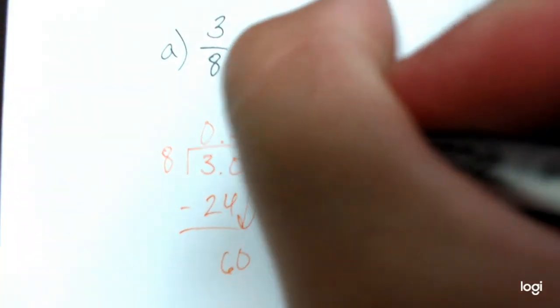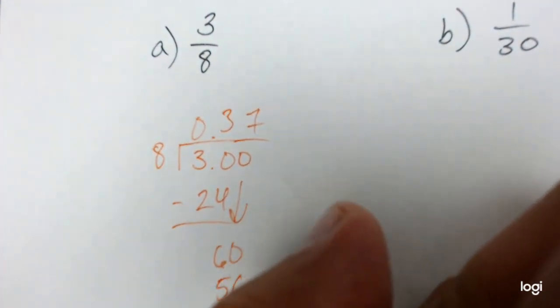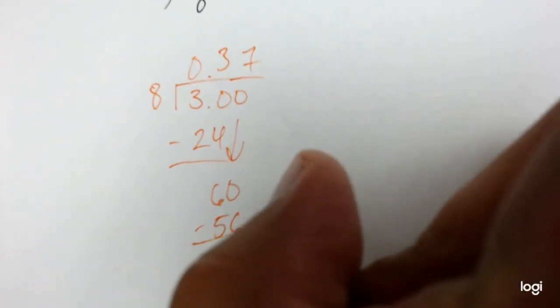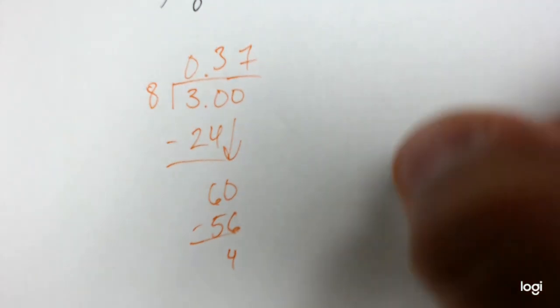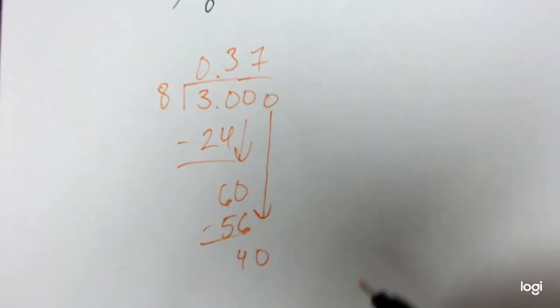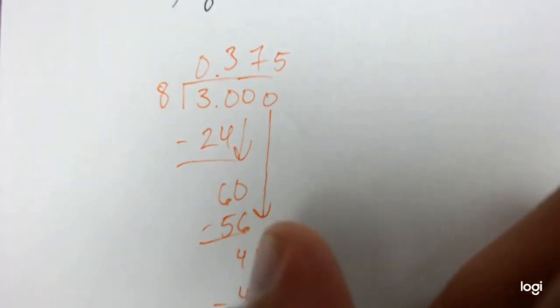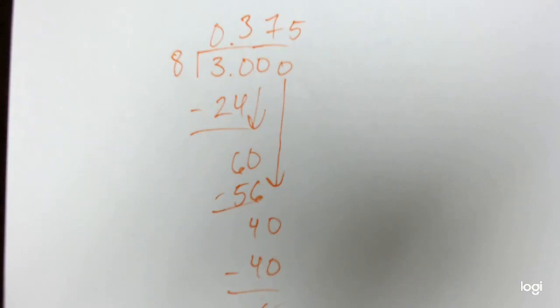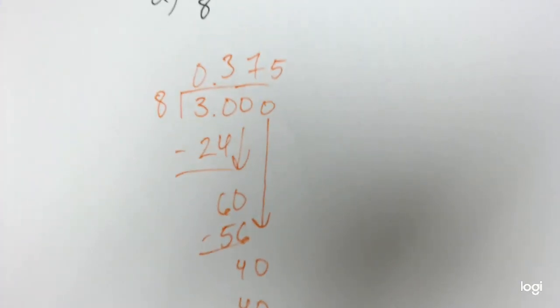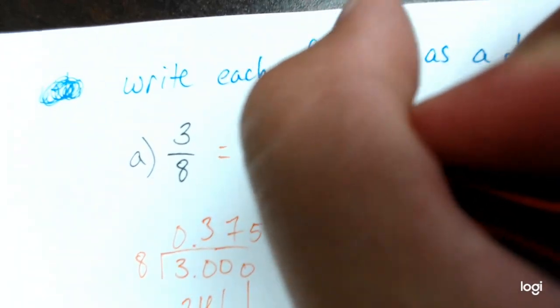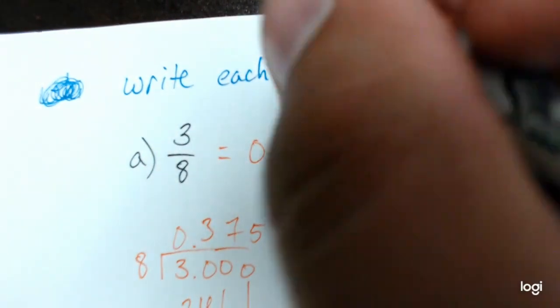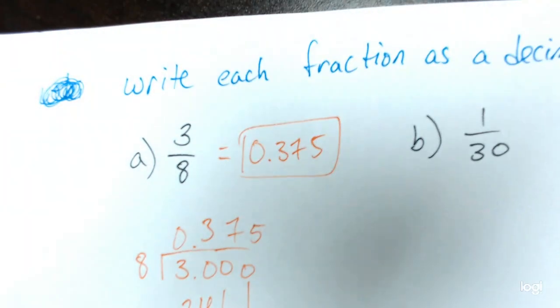So then I've got 7. 7 times 8 is 56. We can subtract. We've got 4 left over. Oh, I didn't have enough zeros. I'll add another 0. Hey, 40. I know 8 goes into 40 5 times. 5 times 8 is 40. And I've got my answer. My answer is 375 thousandths. So that is going to be equal to 0.375.